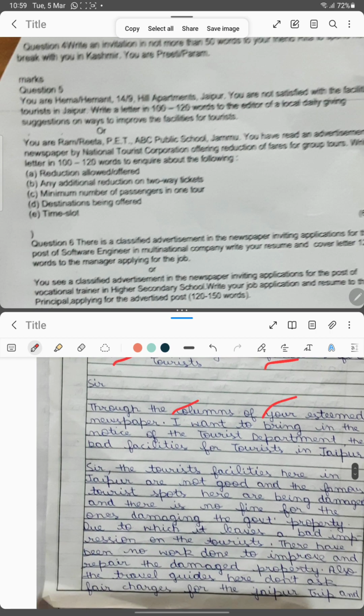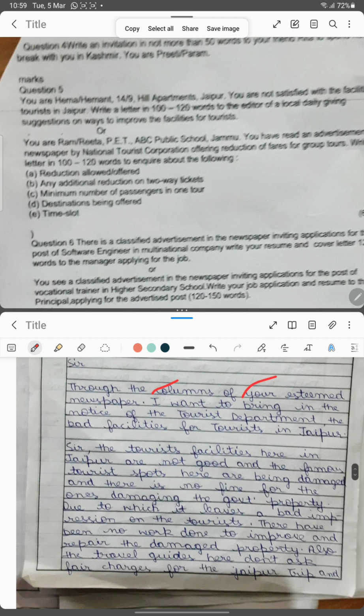Sir, through the column of your esteemed newspaper, I want to bring to the notice of the tourist department the problems faced by tourists in Jaipur. So the facilities they are having in Jaipur are not adequate, they are not good, and the famous tourist spots have been damaged by the tourists. Okay. And there is no fine for the people damaging. There is no implementation of the laws.